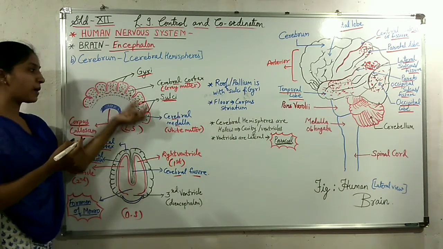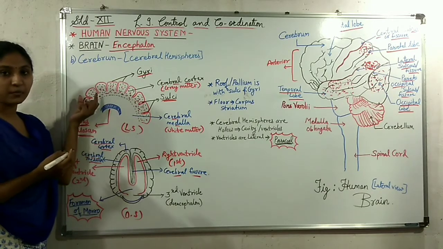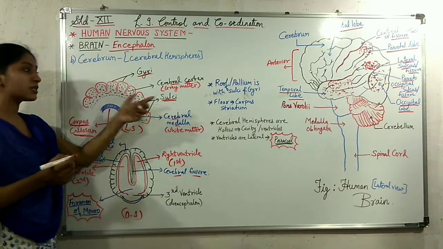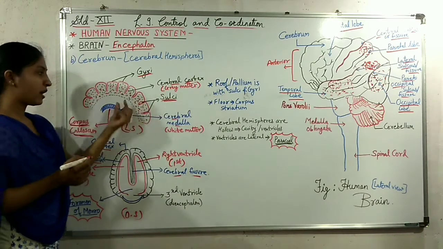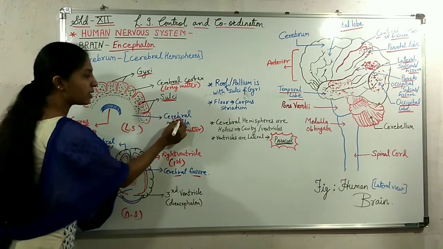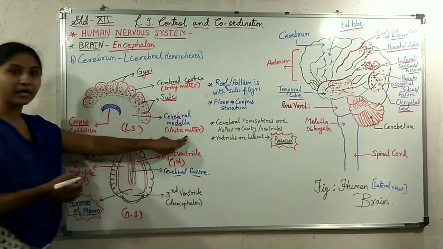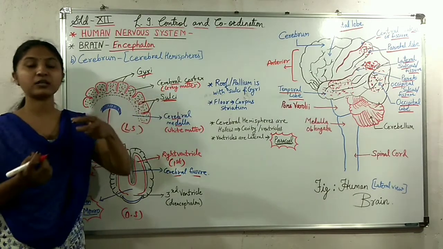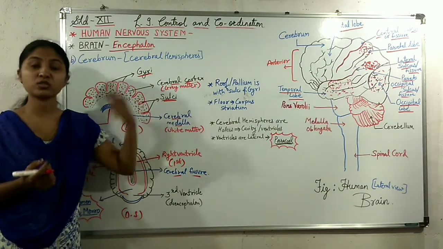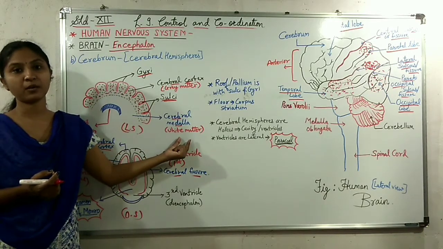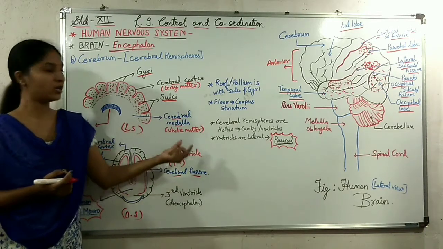Now, the outer part of the cerebrum is called the cerebral cortex. Cerebral cortex is made up of grey matter, whereas the inner part of the cerebrum is called cerebral medulla. It is made up of white matter. Cerebral cortex is made up of grey matter, that means it is made up of cytons of the neurons, the cell body of the neurons, whereas the cerebral medulla is made up of the axon part of the neurons.